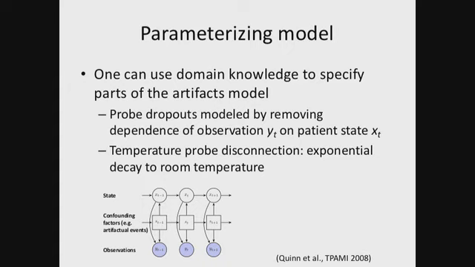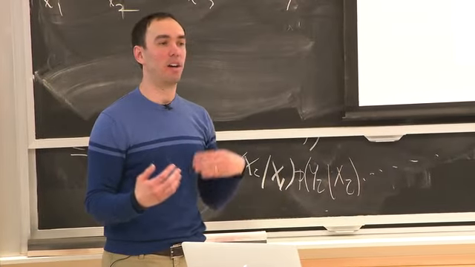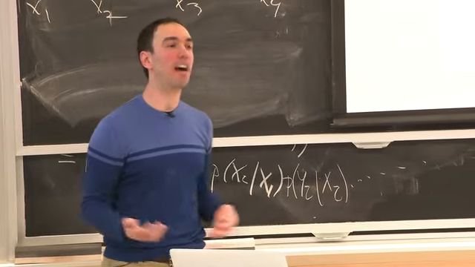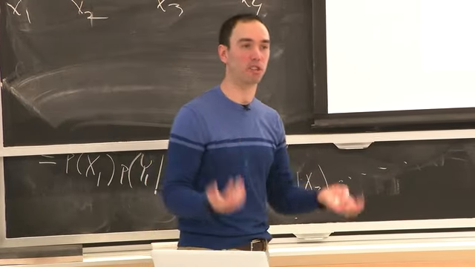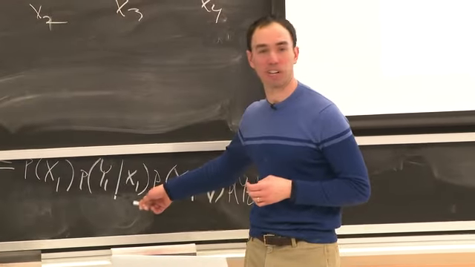And in this way, we parameterize the conditional distribution of the temperature probe given both the state and whether the artifact occurred or not, using this very simple exponential decay. And in this paper, they make similar, analogous types of assumptions for all of the other artifactual probes. You should think about this as constraining these conditional distributions that I showed you here.